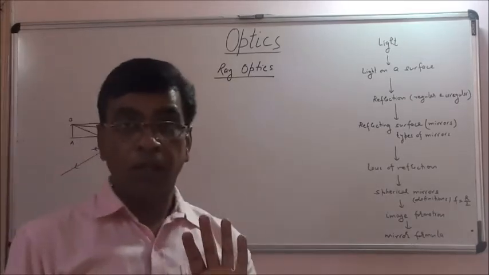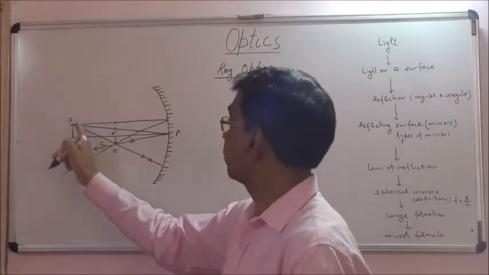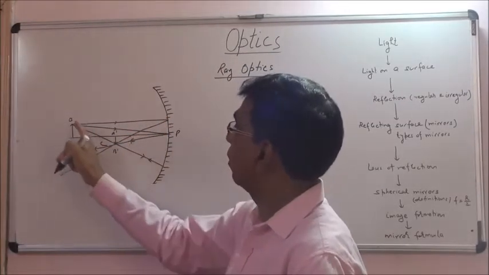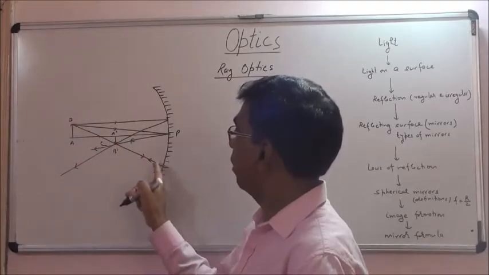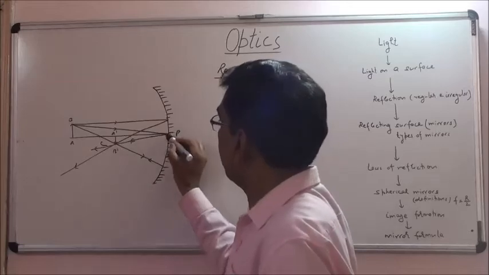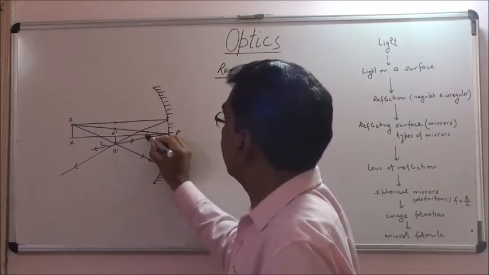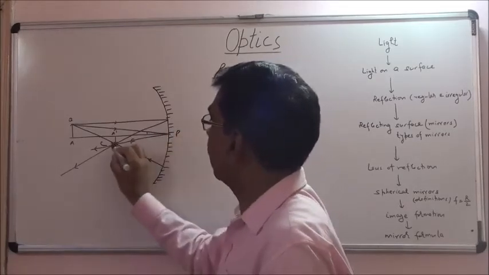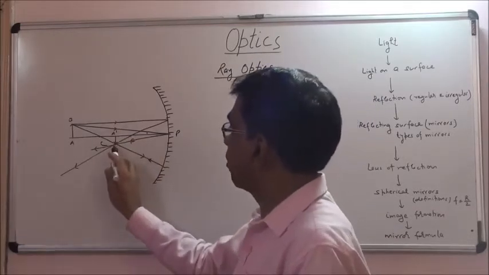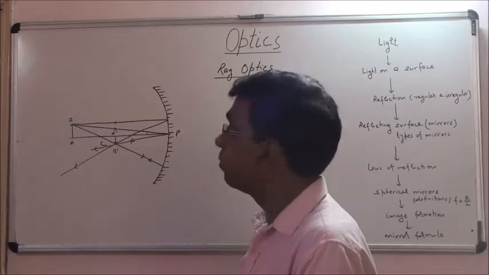See carefully, I have taken three rays. One is parallel, this will pass through the focus, through C, it returns, and one is striking the mirror at pole. So this is the angle of incidence, this is the angle of reflection, it will pass through this point, all three rays meeting at this point. Okay, so this is the image formed.